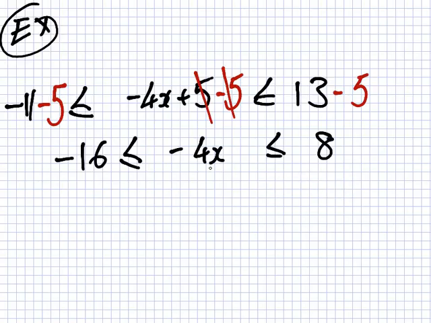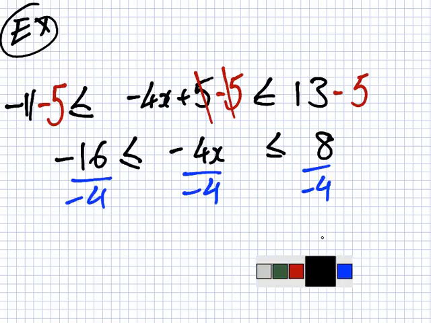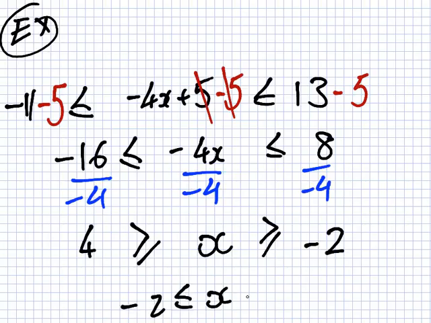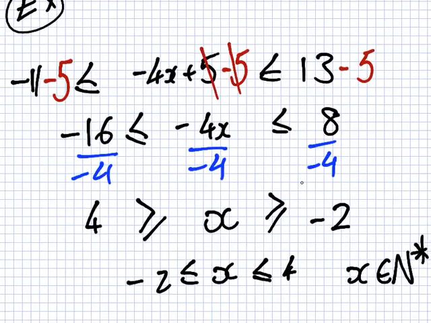Now, to cancel the minus 4, divide everything by minus 4. So this becomes minus 2, this becomes x, and this becomes 4. And remembering that minus changes this one. So in other words, you get x must be bigger than minus 2 and less than or equal to 4. And you remember that x must be a natural number, not including 0. So then the only possibilities are 1, 2, 3, and 4 as the final answer.